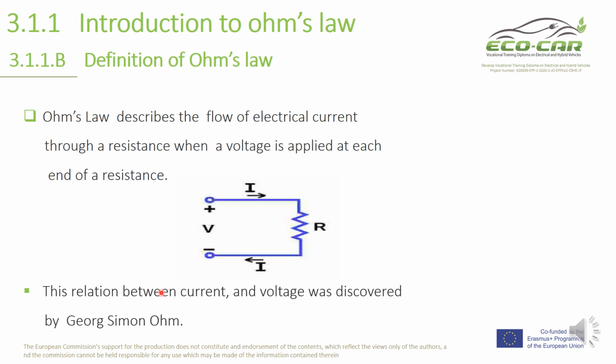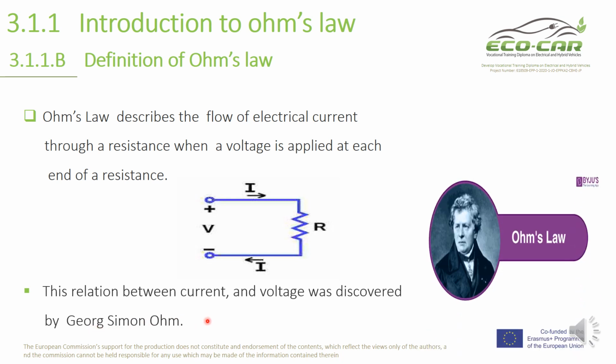This relation between current and voltage was discovered by George Simon Ohm. This person discovered the relation between current and voltage, and also the flow of the current through a resistance when there is a voltage applied at the ends of the resistance, here and here.